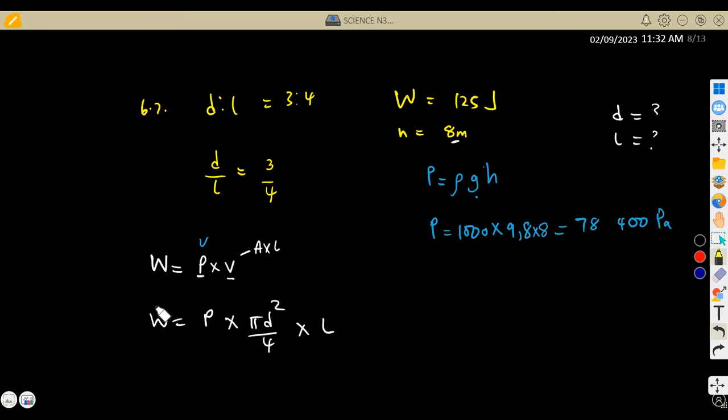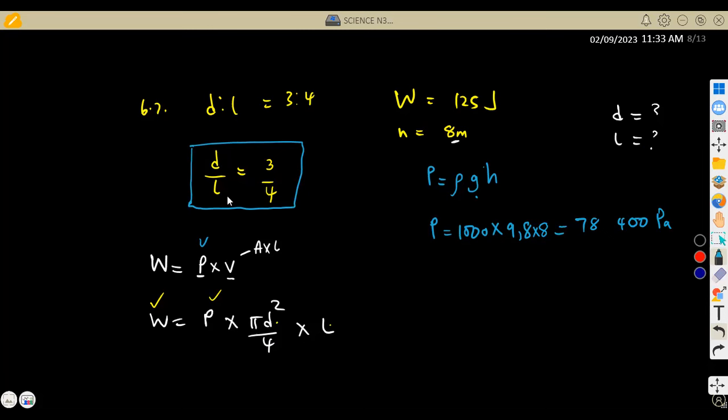Let's list what we have. We have the work done. We have the pressure. We do not have the diameter. We do not have the stroke length. But we are given here a combination or a ratio that we can use between the diameter and the stroke length, that the diameter over length is 3 over 4.